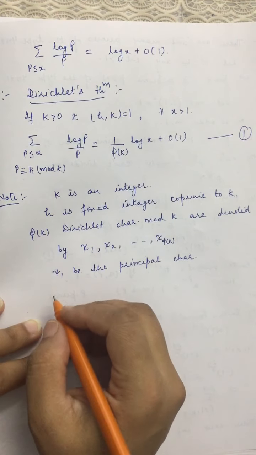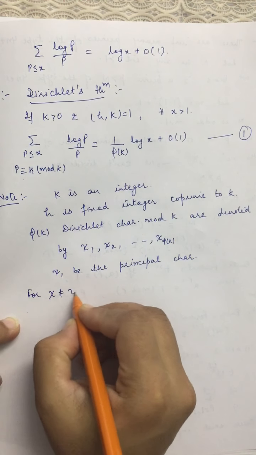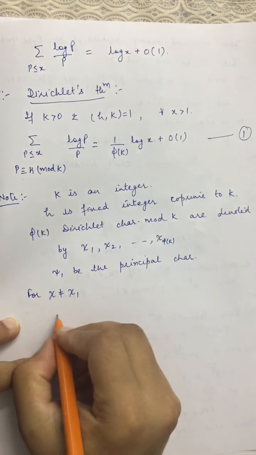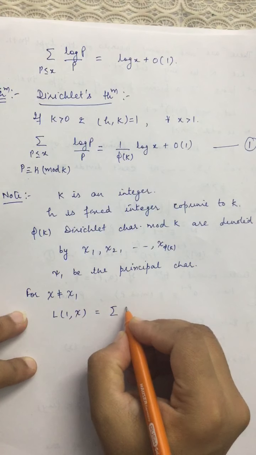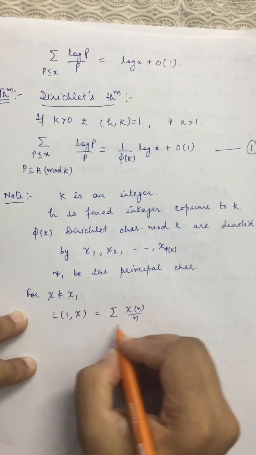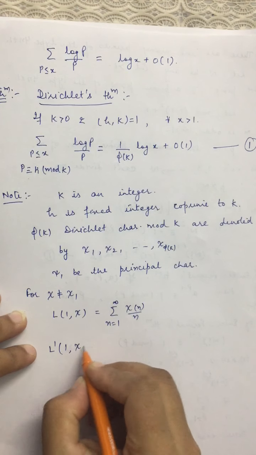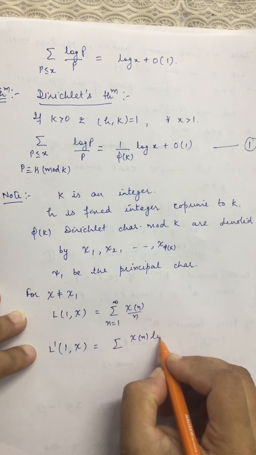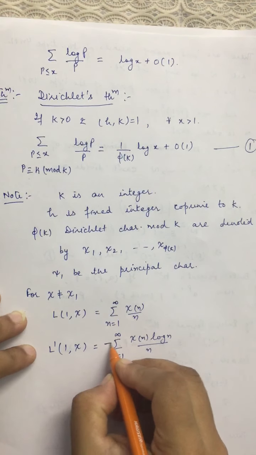And for chi not equal to chi1, that means for a non-principal Dirichlet character modulo k, we will write L1 chi as the sum of the series summation chi n by n from 1 to infinity, and secondly L dash 1 chi will be denoted by summation chi n log n upon n from 1 to infinity, with the negative sign.